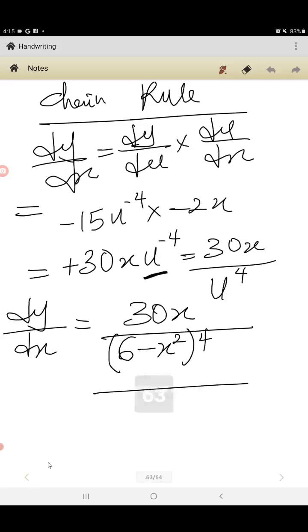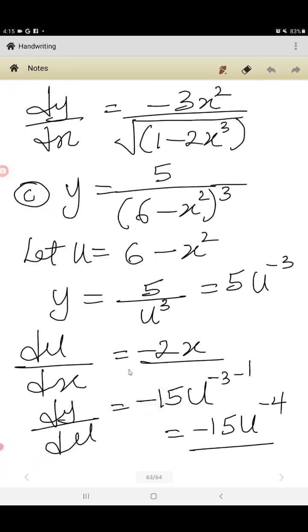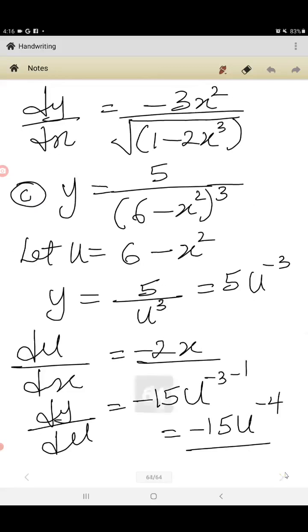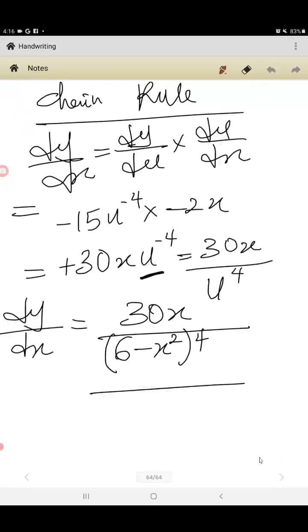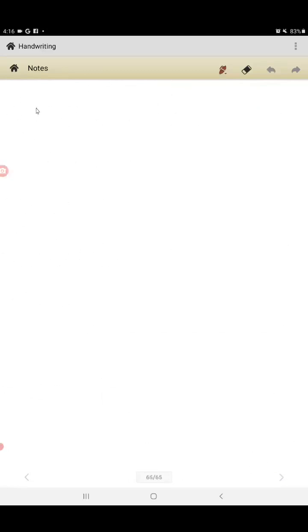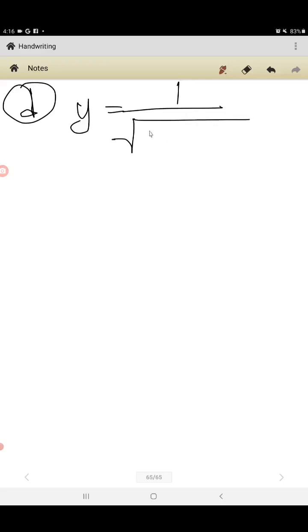I believe that with this simple explanation, you are able to see that this is a fraction, but you don't see it as a fraction. You see that the law of indices can help in this sort of elementary calculus like this. So let's have another example which you can also come across. Let's have example D now. Let's say y is equal to 1 over root of (1 plus x squared).